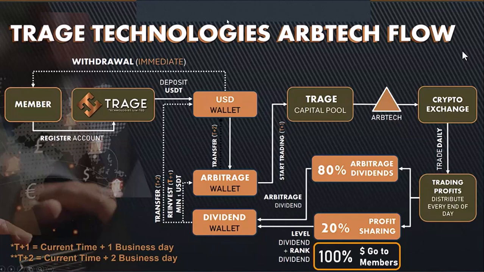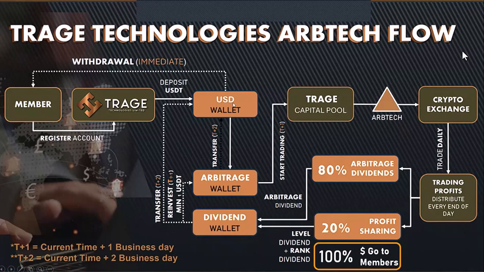But here we go. You're a member of Trage. You register for an account. You have your USD wallet, so you transfer funds here, and then you take the funds that are transferred from your USD wallet into your Arbitrage wallet. These funds are then transferred to the Trage capital pool. Remember, no more than 5% of the value is ever traded. Then it uses Arbtech to trade the funds. These funds go to the crypto exchange. After 1 day, the profits are returned here and they are distributed.